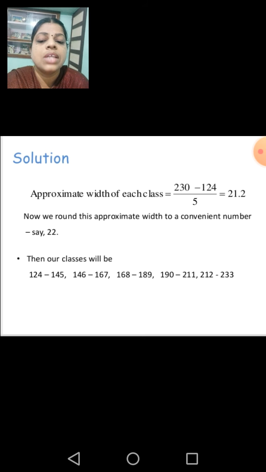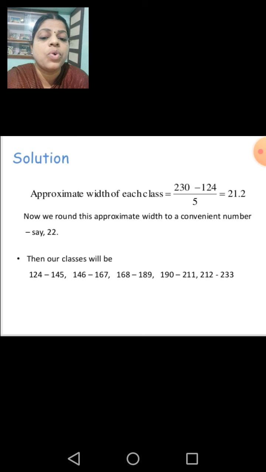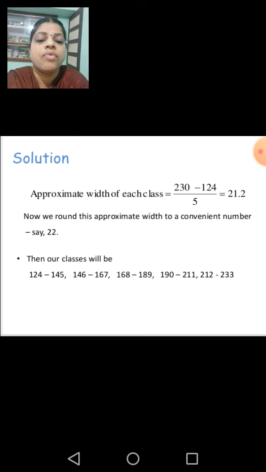So here we can see the approximate width of each class. How do we find the width? That is the next thing we have to take into consideration. If values are given in a big size, we have to take the maximum and the minimum value. Here we can see 230 minus 124 divided by 5 equals 21.2. Now we round this approximate width to a convenient number, say 22.